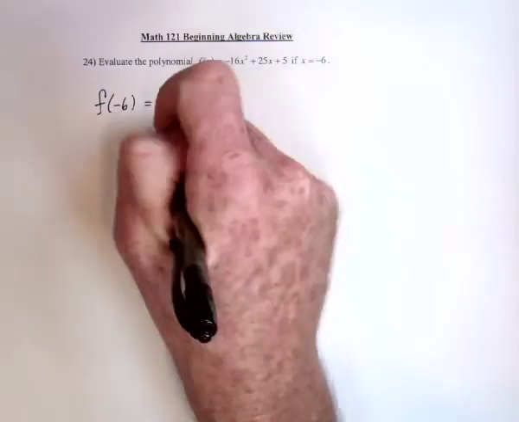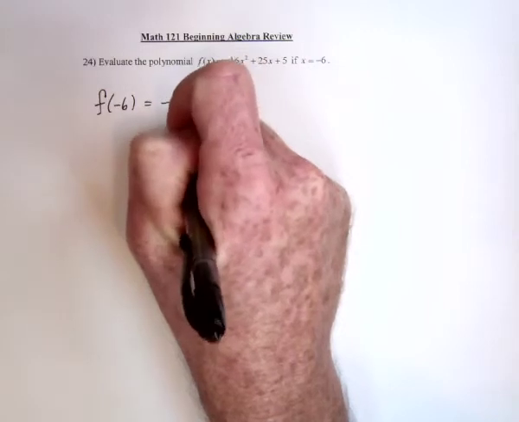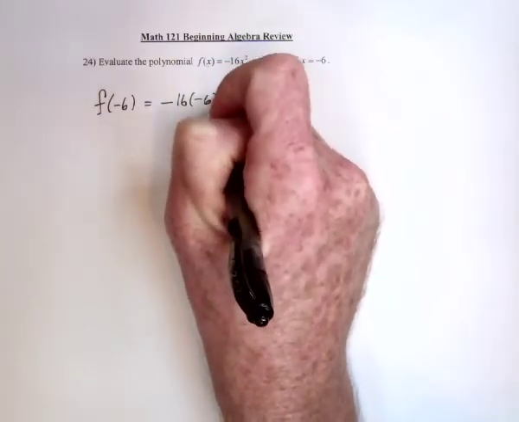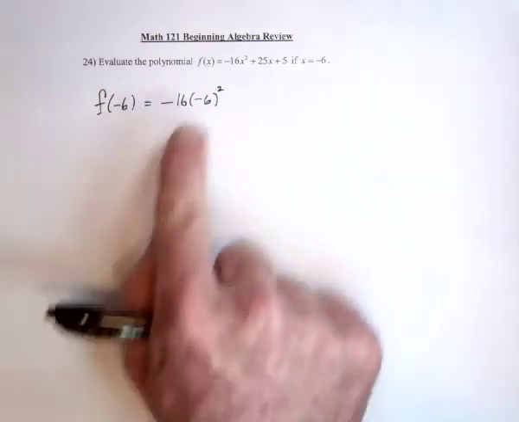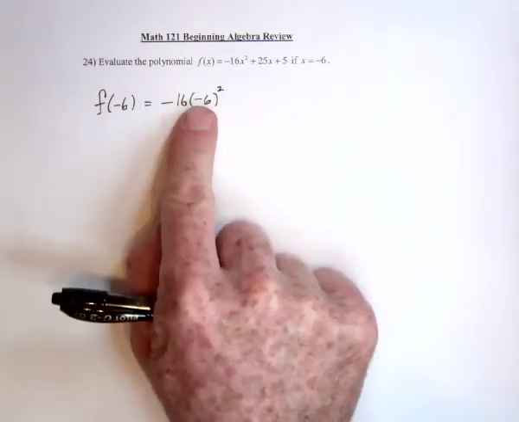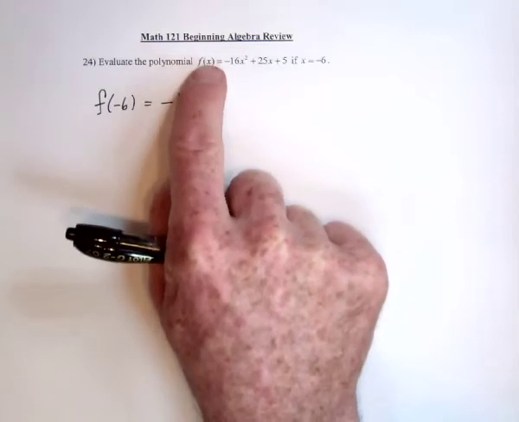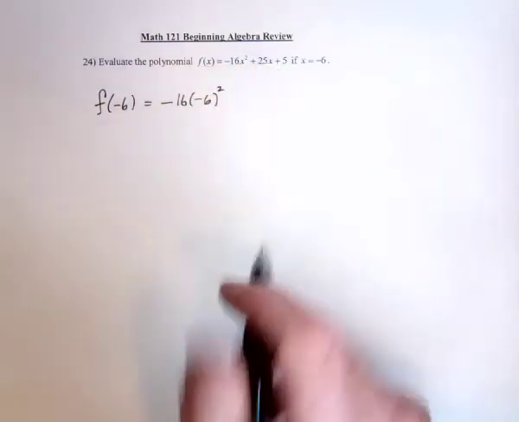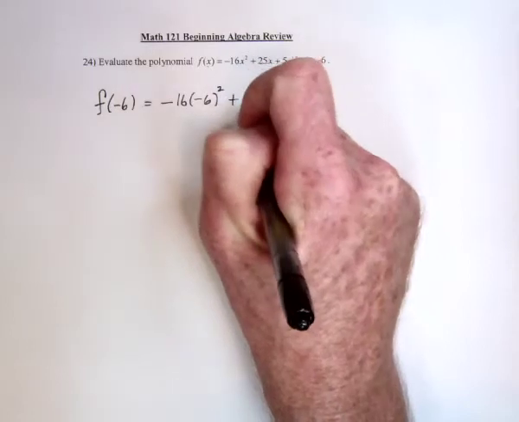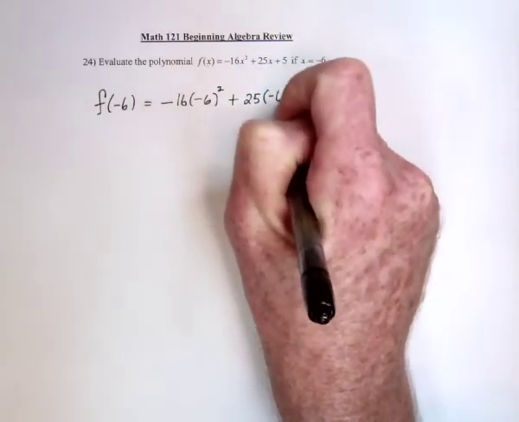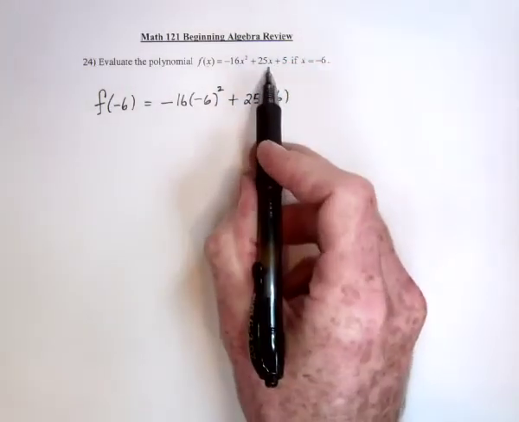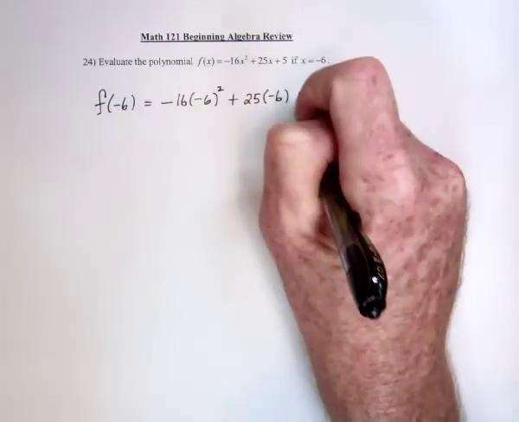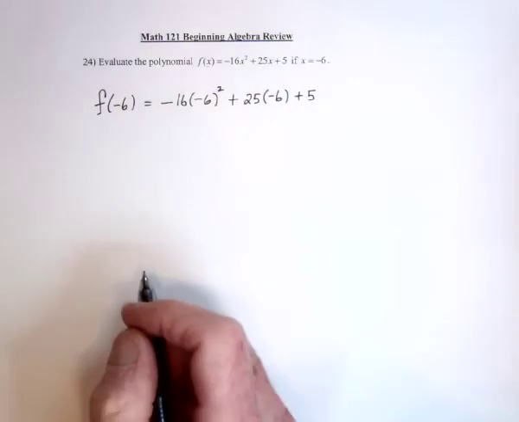So we'd have negative 16 times negative 6 squared, and this should be in parentheses because it's saying take whatever there is for x in parentheses and substitute for that x. So substitute a negative 6 for that x right there, and at the end it doesn't have an x, it just says plus the number 5.